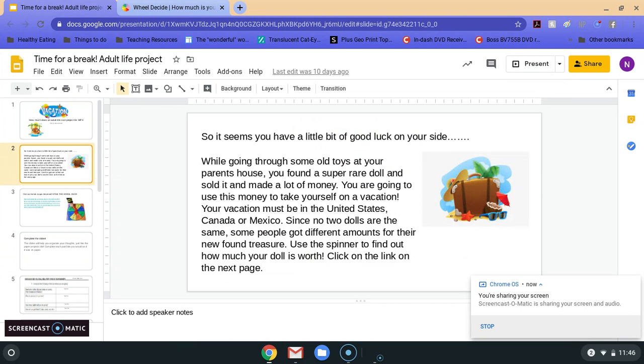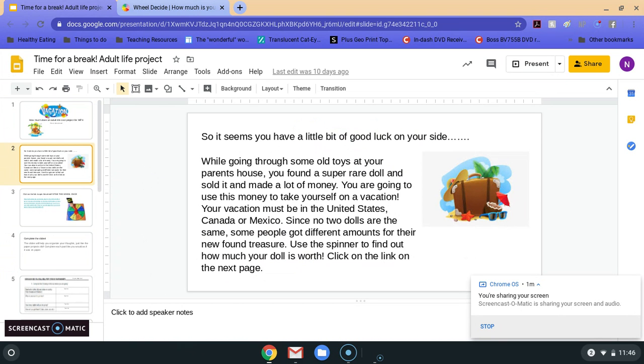So there are some restrictions for the vacation. It has to be in the United States, Canada, and Mexico. So you can't go overseas to Europe, you can't go overseas to Australia, a place like that. It would create too much confusion when it comes to passports and international travel. So we're going to keep it very local. Unfortunately, we have to use our imaginations for this one because I don't think we're going anywhere anytime soon.